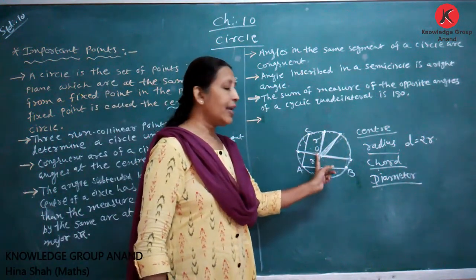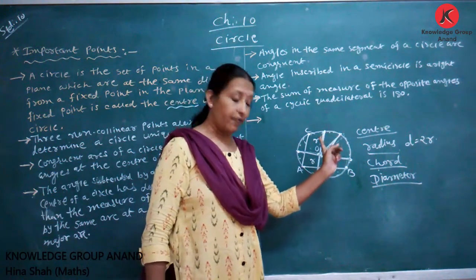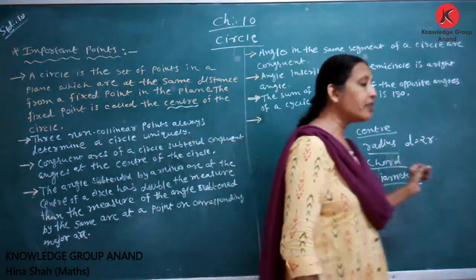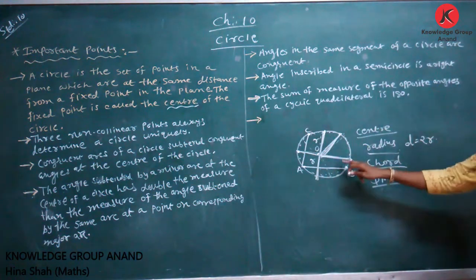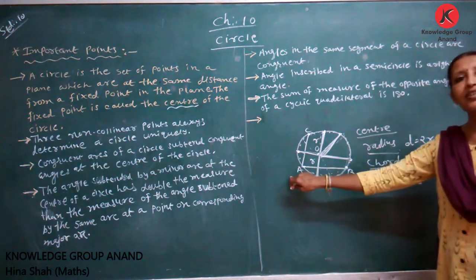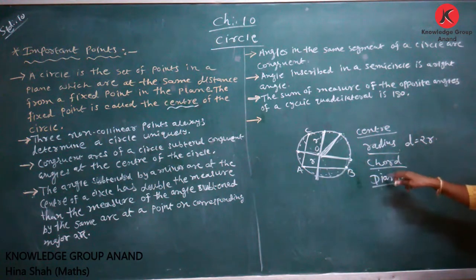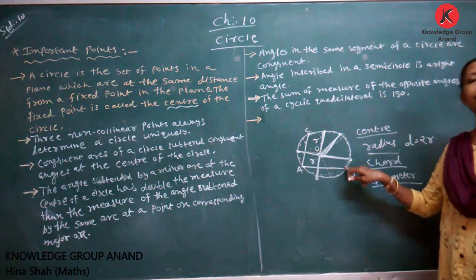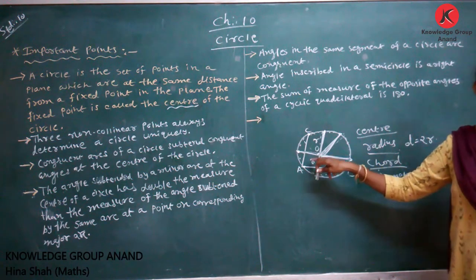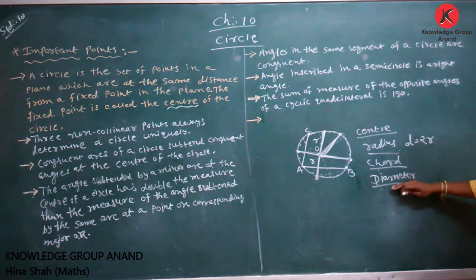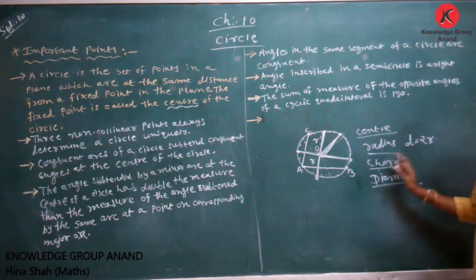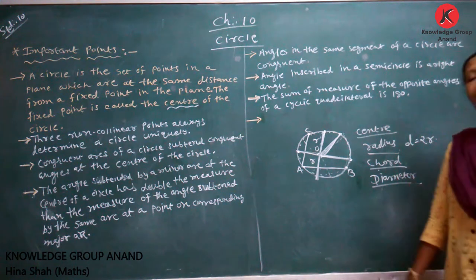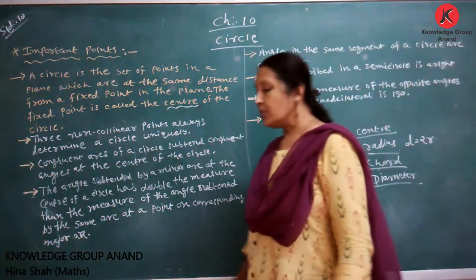Center: the fixed point is called center. Radius: one endpoint is the center and the other endpoint is on the circle, then it is called radius of the circle. Both endpoints on the circle, then it is called chord. A chord passing through the center of the circle is called diameter. Diameter is the largest chord of the circle. Diameter is equal to 2 into radius.